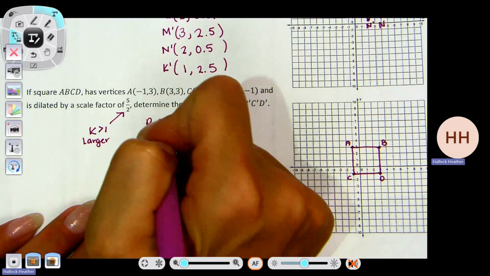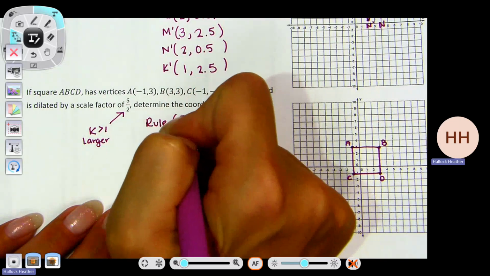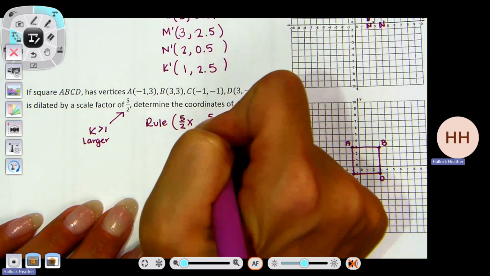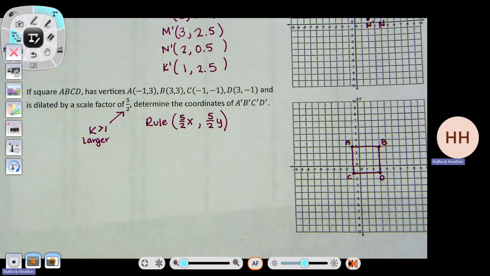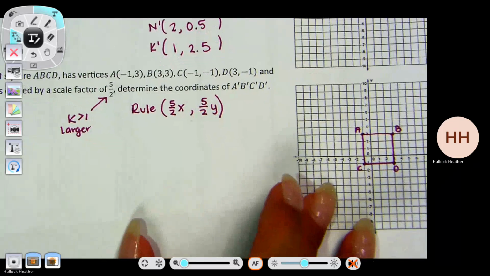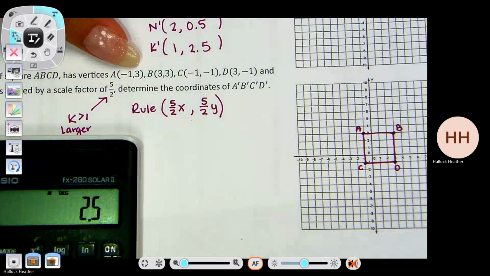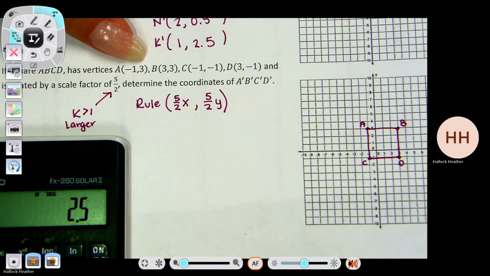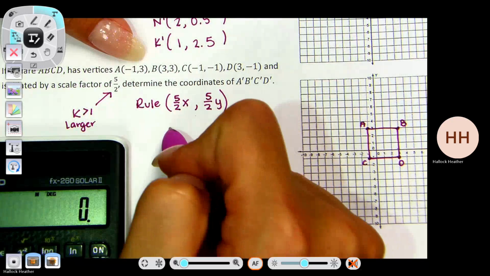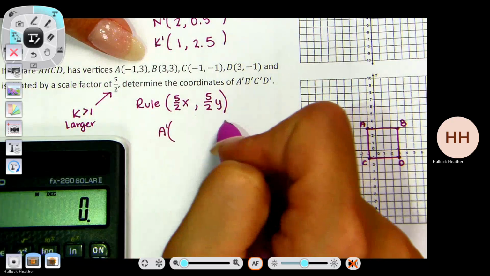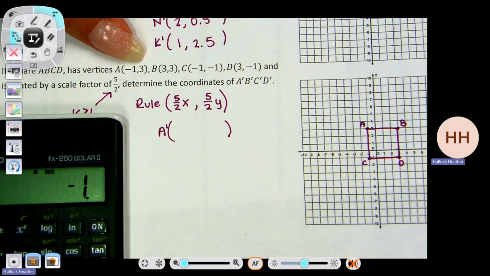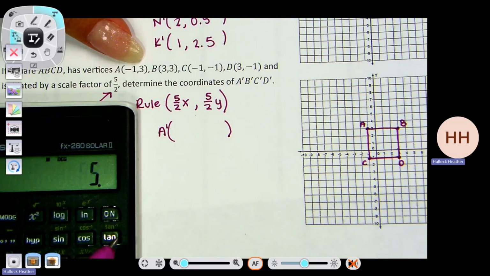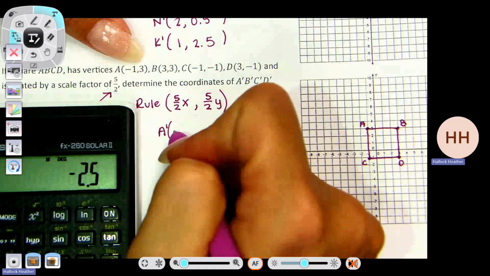So the rule is 5/2 times X and 5/2 times Y. You're multiplying both values by 5/2. So if I do -1 times 5/2, I get -2 and 1/2, which is really -2.5.